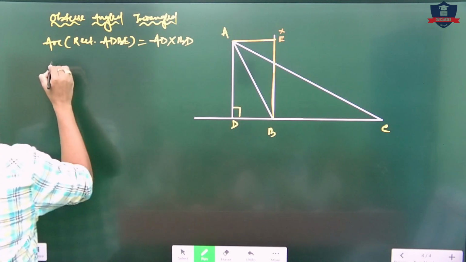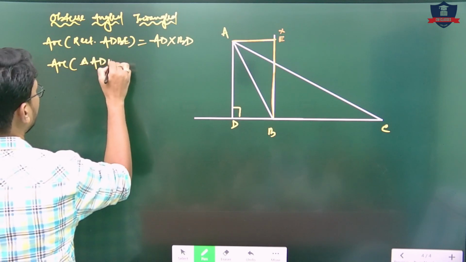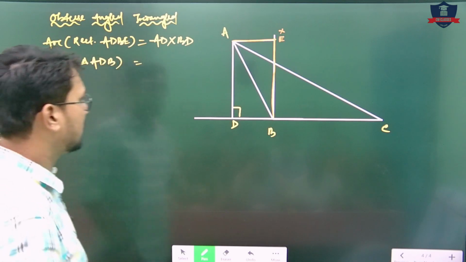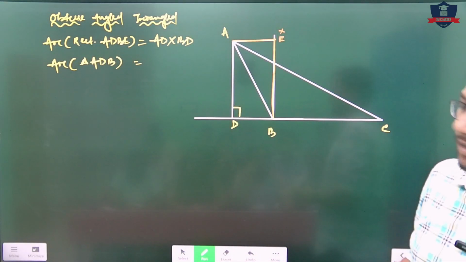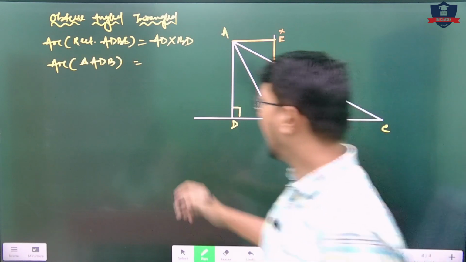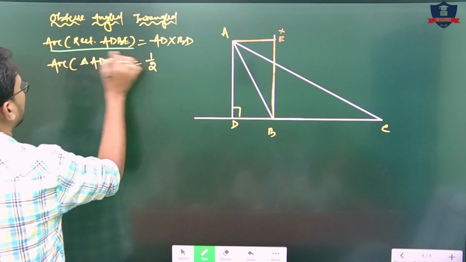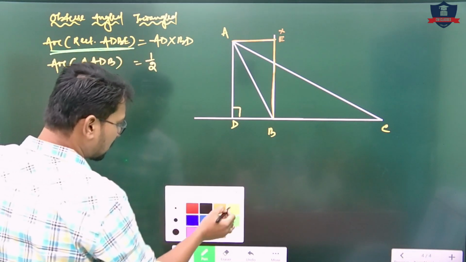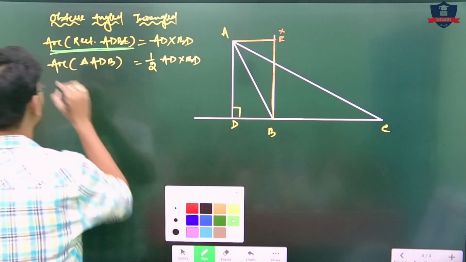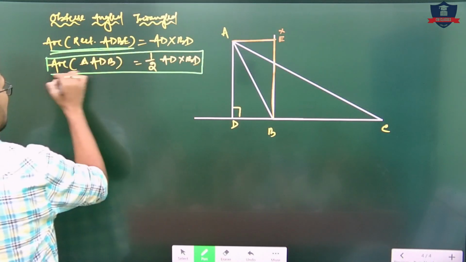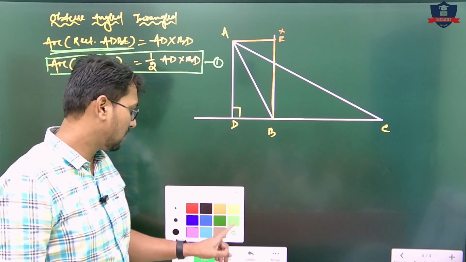So children, what is the area of triangle ADB? Half into the area of the rectangle. So that is half into AD into BD. This is our number one equation. Done, everyone? Clear?